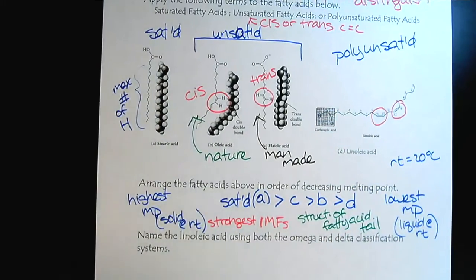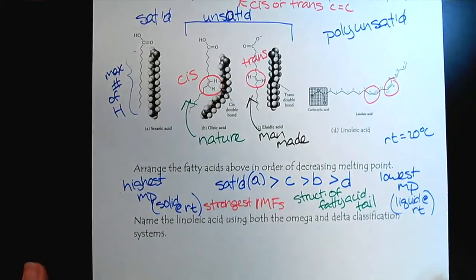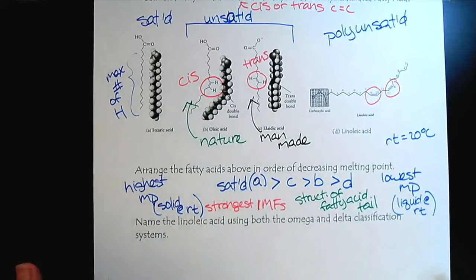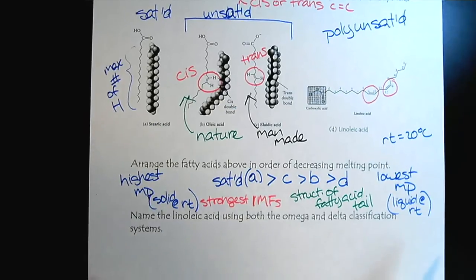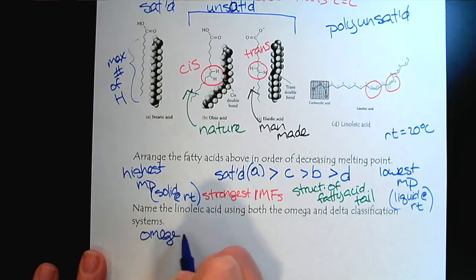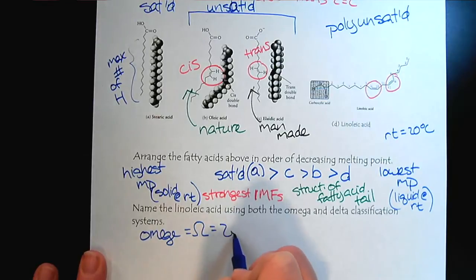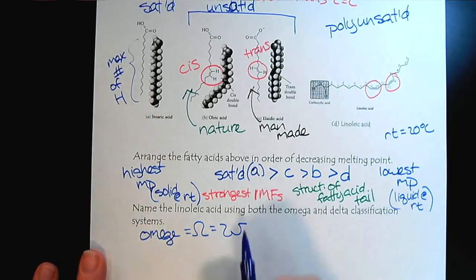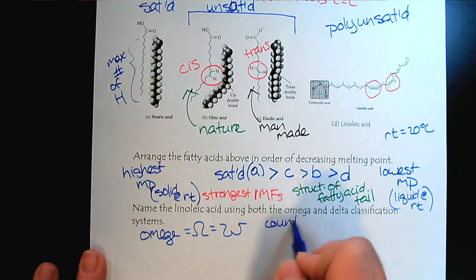Okay. One last thing to look at is with our unsaturated fatty acids, we have learned two systems for naming them or classifying them. And so the first one is the omega system. And it's interesting, we have two different symbols there that we could use. And remember with the omega system that we count from the end of the fatty acid tail.